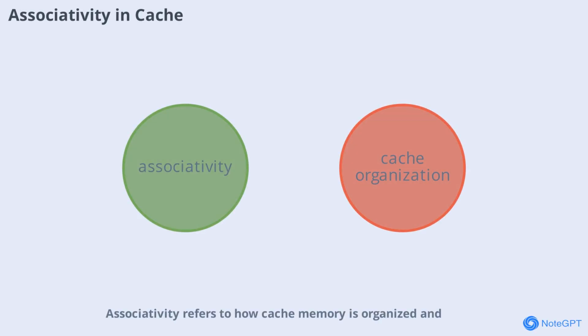Associativity refers to how cache memory is organized and how data is mapped from main memory to cache. There are different types like direct mapped, set-associative, and fully associative caches. Each type has its own strengths and weaknesses, affecting how efficiently the cache can store and retrieve data.